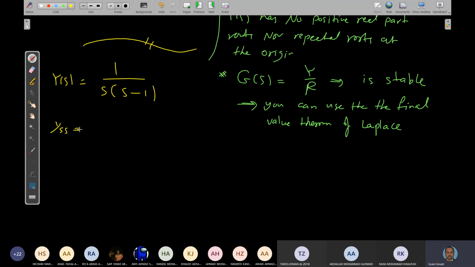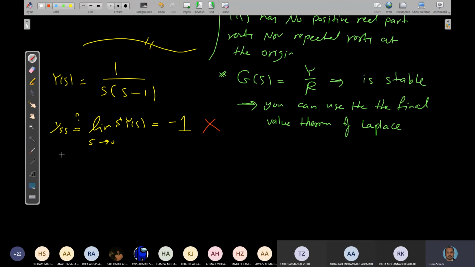Who can find y steady state equal to what? Equal to what? -1. So you are using what? The limit when s goes to 0 of s y of s, correct? Yes. And if you do the math, this is equal to what? -1. Yes. Correct? Unfortunately, this is not correct.